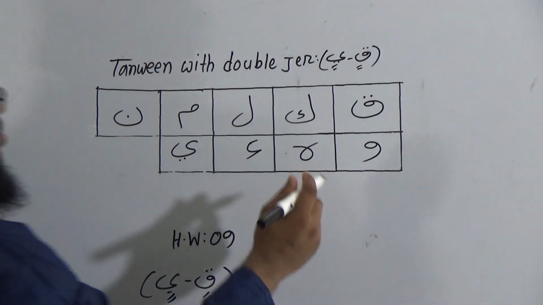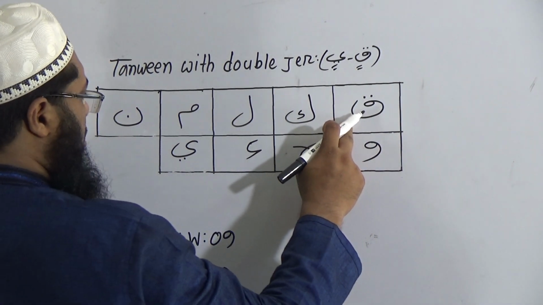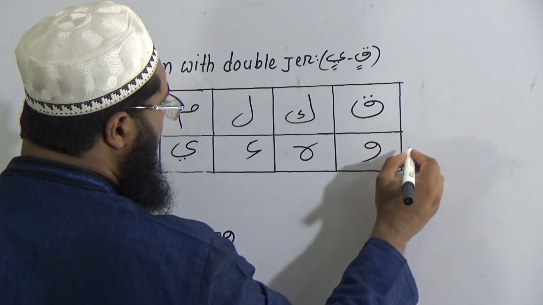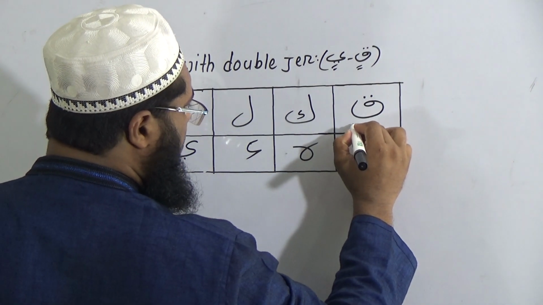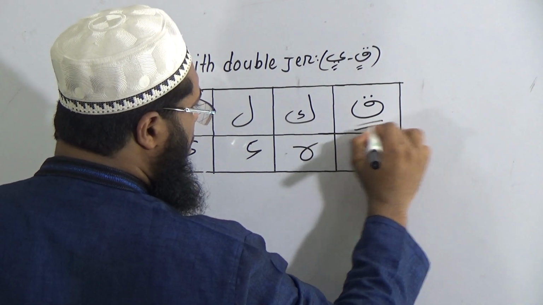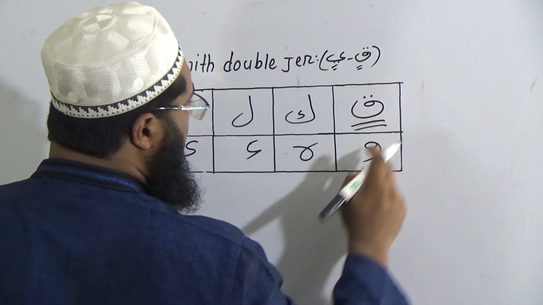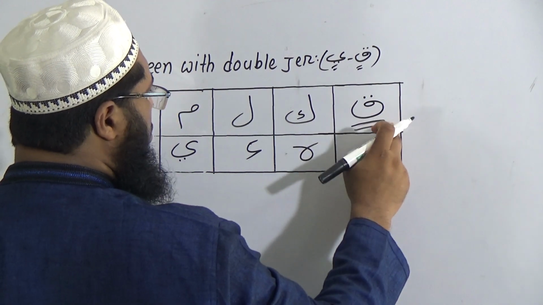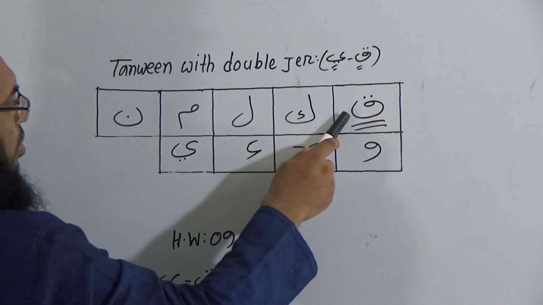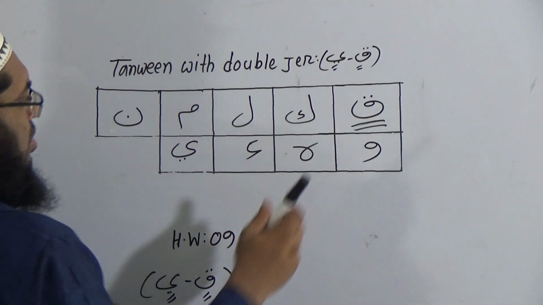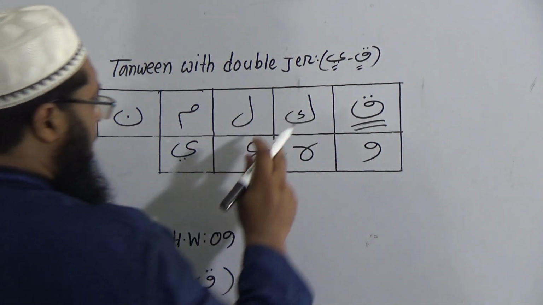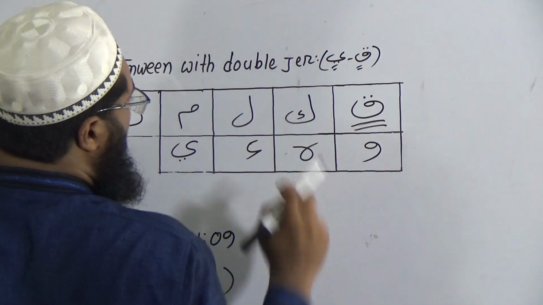My dear students, you know that this is Qaf. Now I am giving double zer under the Qaf. This is Qaf, not Kaf. You have to pronounce this one. Now Qaf dui zer qin. This is Qaf, not Kaf. And this is called dui noktawala Qaf.